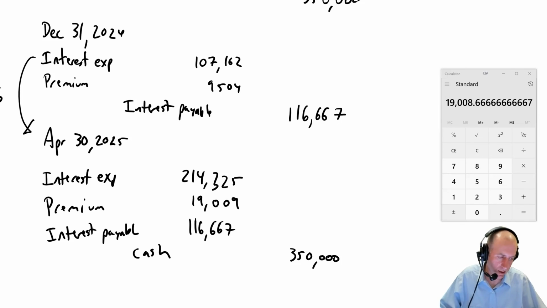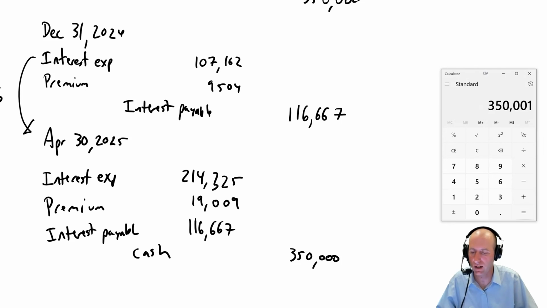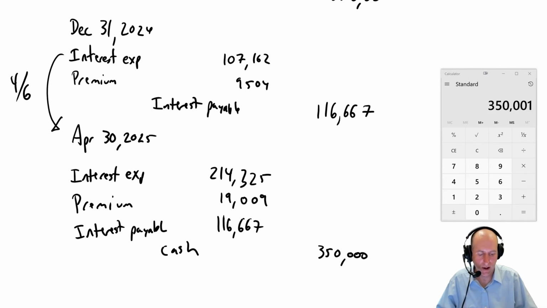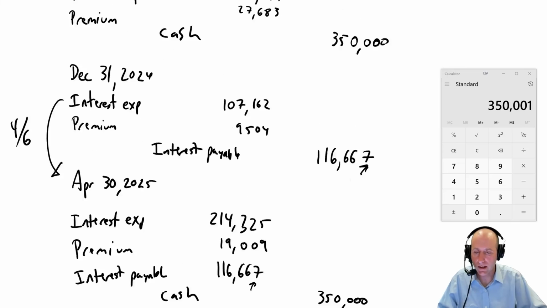Now, hopefully this adds up. Let's just see. 214, again, I think I'm off by $1. 325 plus 19009 plus 116,667, 350,001, and again it doesn't match because it's off by $1 because of rounding issues. No big deal for me. If I had made this a 6 and this one a 6, it would have worked out perfectly, but again, it's just because pennies, which when we're doing this with our computers, they're not going to round in the same way. Okay, we've done it.